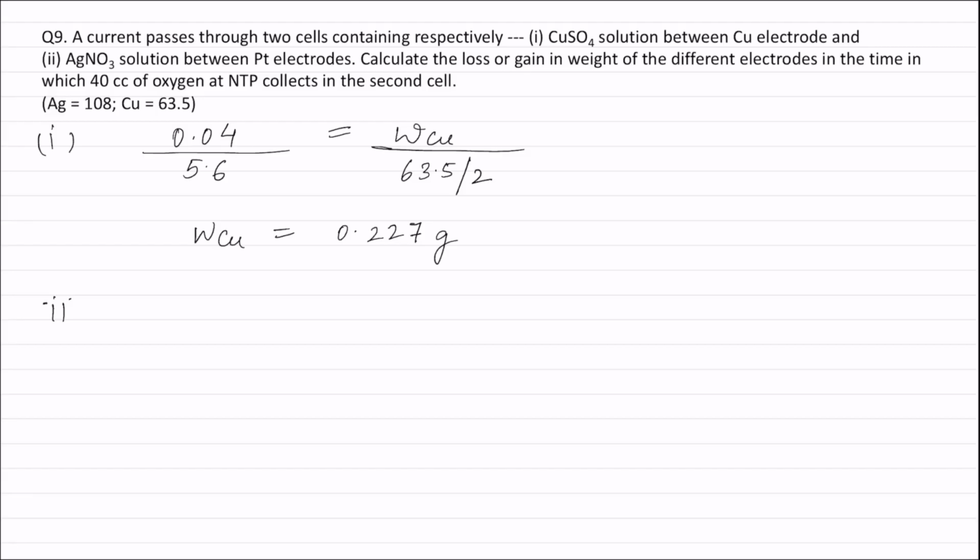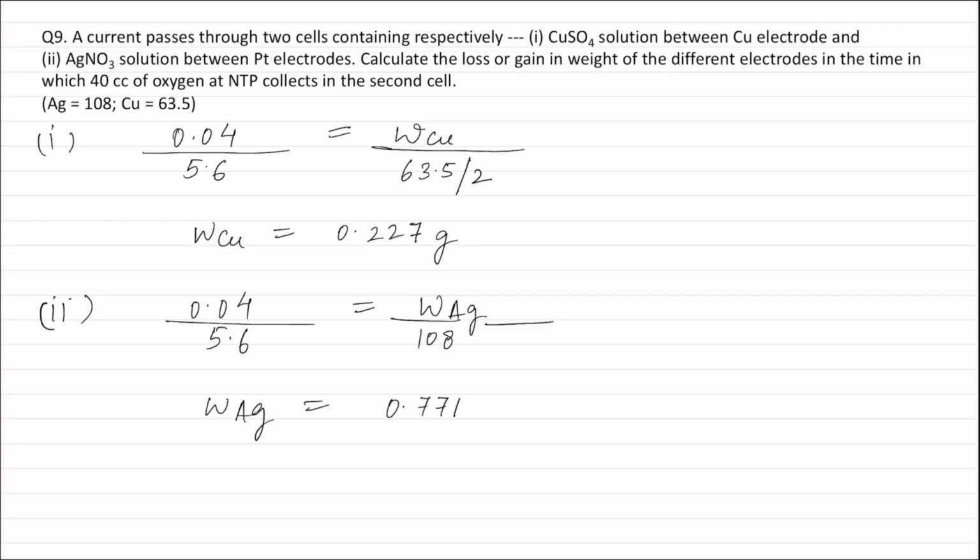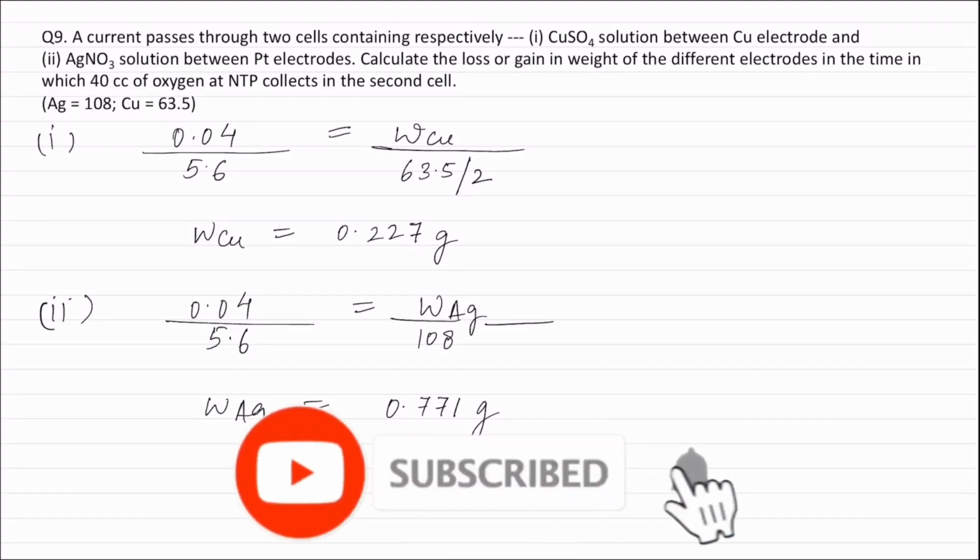Now the second part of the question. In the second part of the question also, the equivalence of oxygen will be equal to equivalence of silver, that is 0.04 divided by 5.6 will be equal to equivalence of silver. Now equivalence of silver will be equal to weight of silver divided by equivalent weight of silver, that is 108. Solving this equation, weight of silver is equal to 0.771 gram. Therefore, 0.771 gram of silver is deposited at the cathode and there is no change in the weight of the anode.